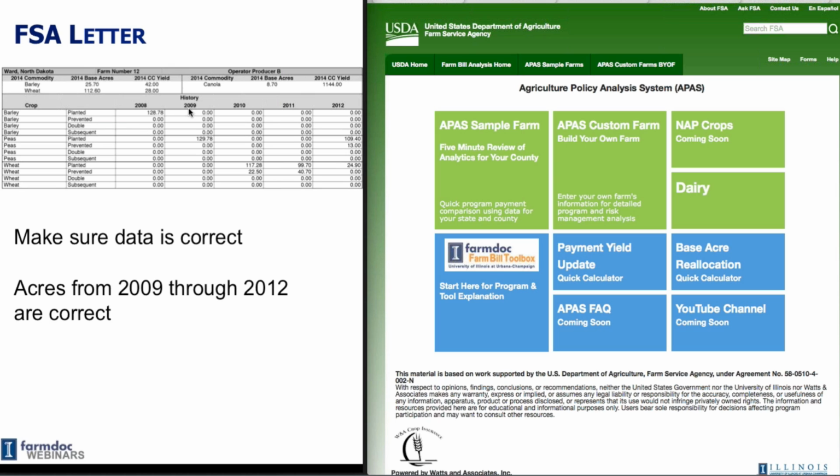We also need those yields for acres from 2009, 10, 11, and 12. They report 2008, but these numbers are not going to be used in the 2014 farm program decisions. The most important thing you can do now is make sure all of this data is correct. If it's missing, find it. And if you've thrown this letter away, you might want to try and get it back. This was one letter that may have looked like junk mail, but you really did want to keep.